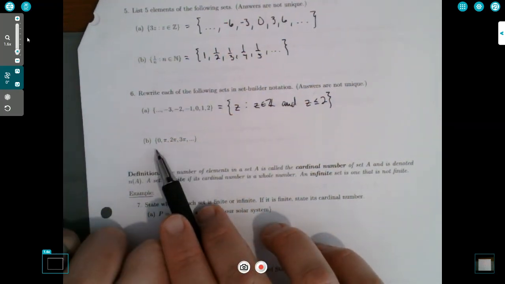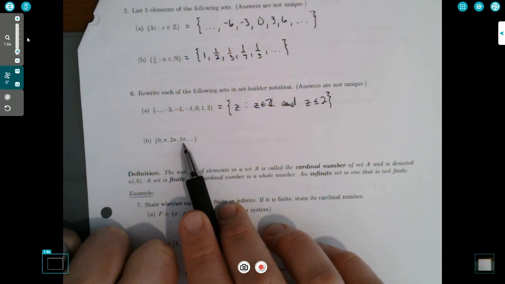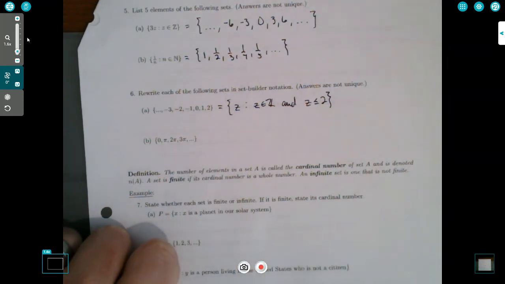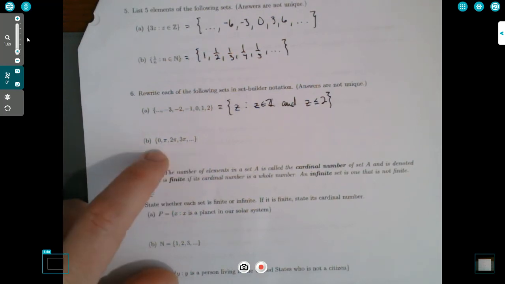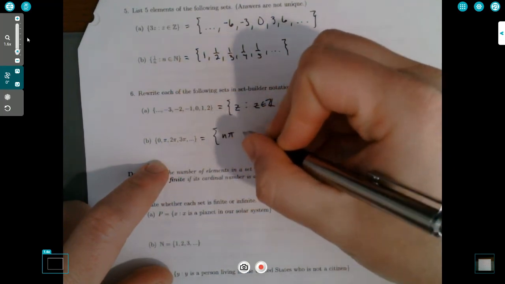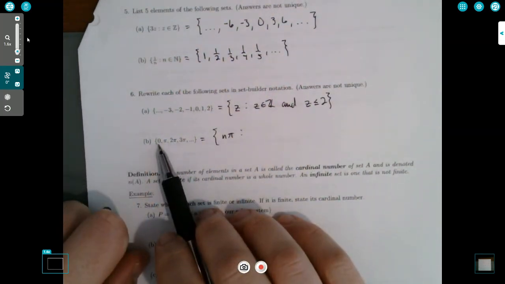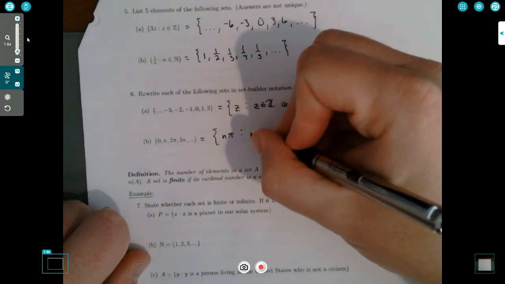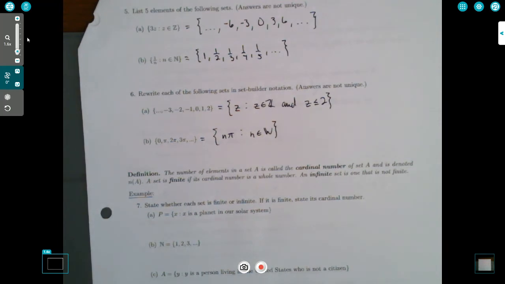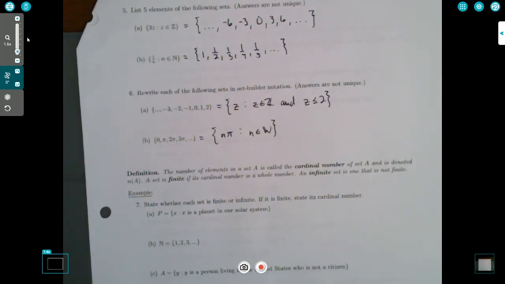Here's another example. I've got 0, pi, 2 pi, 3 pi. I guess it would go 4 pi, 5 pi, 6 pi, etc. I don't know why I skipped 5. So I think this is like n times pi, but n can start at 0. So I'm going to say n is a whole number in this case. So n times pi, where n is a whole number. It can be 0, 1, 2, 3, 4, etc. All right.